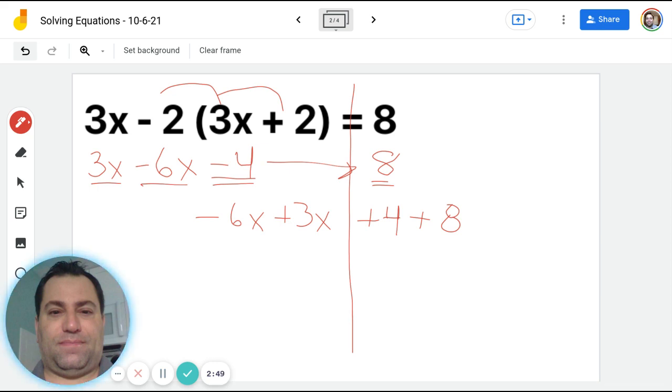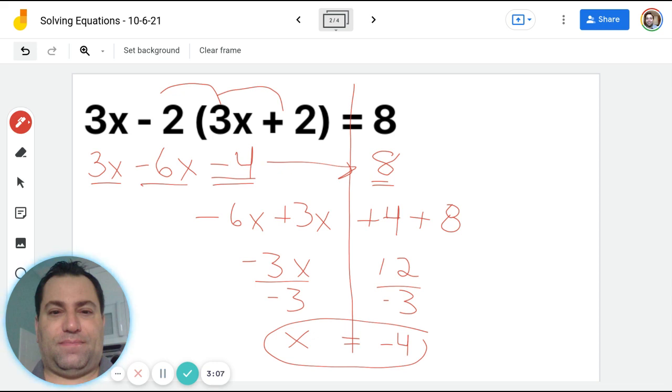-6 plus 3 is going to be -3x. And 8 plus 4 is 12. We divide both sides by -3. And we get x is equal to -4.